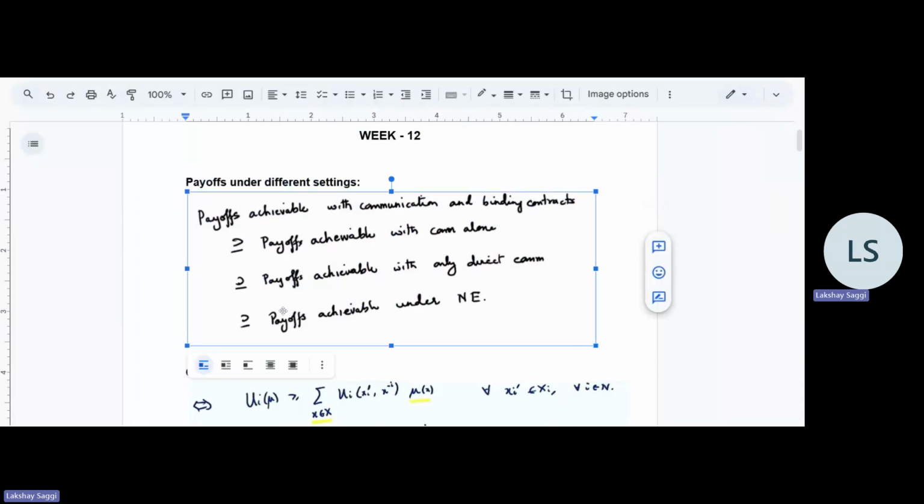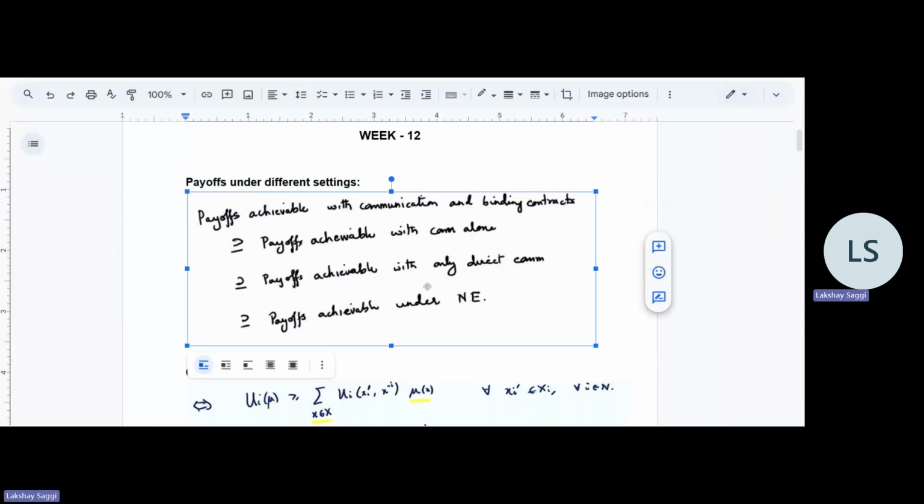Till now, till last week or at least week 10, we were discussing payoffs achievable under Nash equilibriums, where we were not allowing any pre-play communication and every player plays independently, just trying to maximize what's best for them without knowing anything else. But now as we introduce communication, we can go levels and levels. The best payoffs which can be achieved are with communication and binding contracts. These are what we discussed last week, where if a player signs a contract, then the contract has to be enforced.